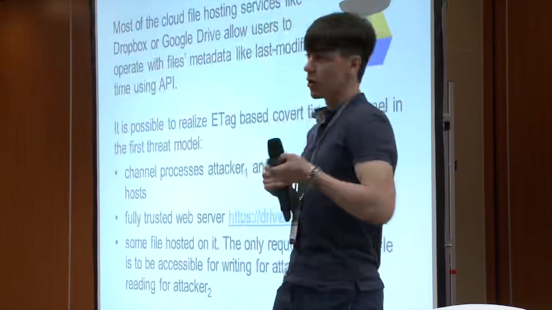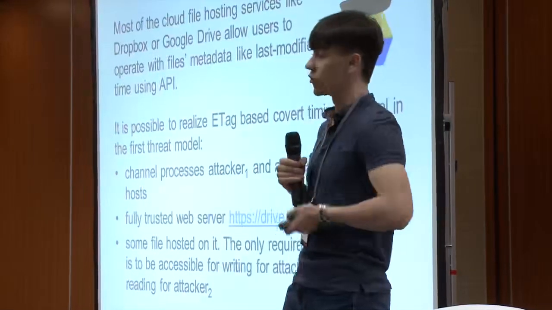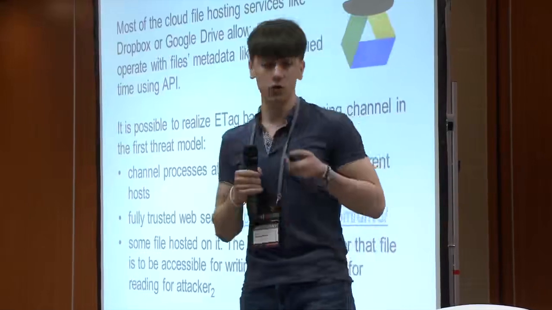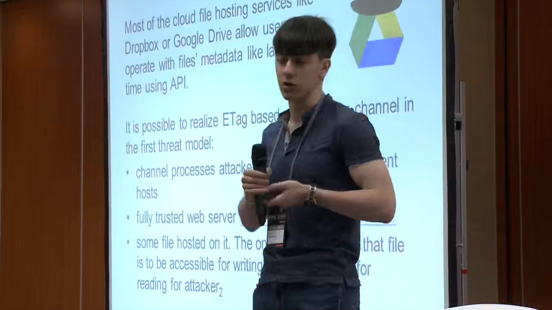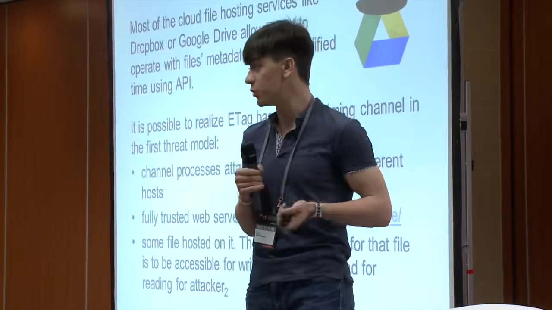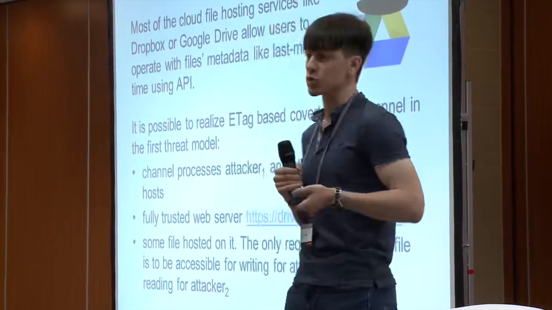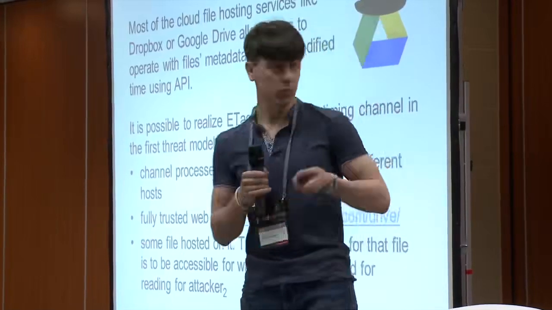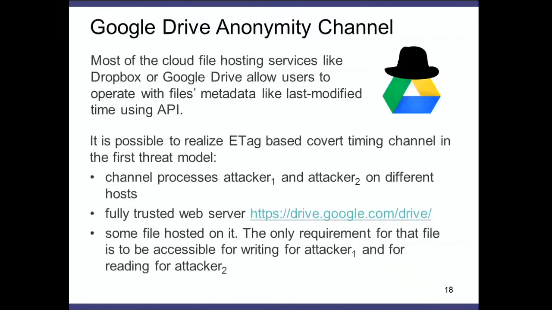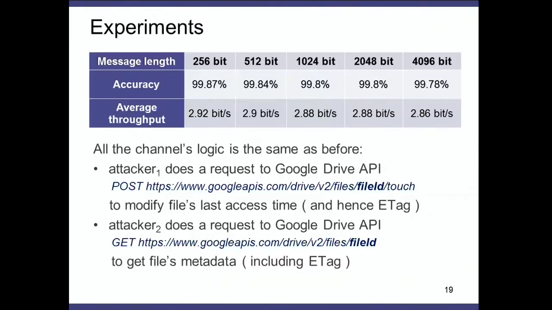Of course, file hosting. We started to think about file hostings, and we have seen that many hostings like Google Drive or Dropbox and others have their own API. Using that, we can change files or get information about them, etc. That's why we can use that API. Have two processes of attackers get files on Google Drive, and through that realize the hidden channel described above. We can do that in reality.